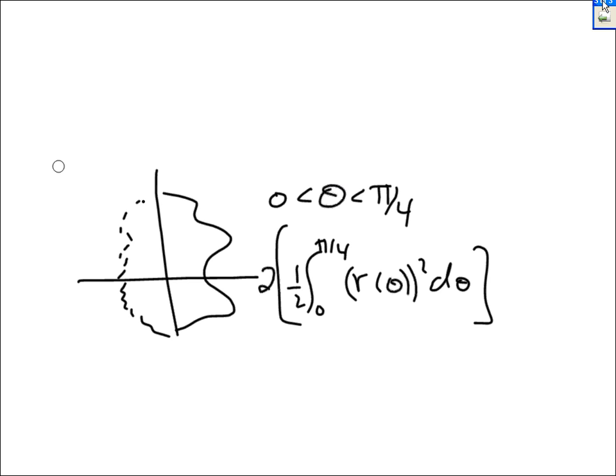I'm sure that in that last graph, it went from negative pi over 2 to positive pi over 2. Graph it. Make sure that's what you needed.